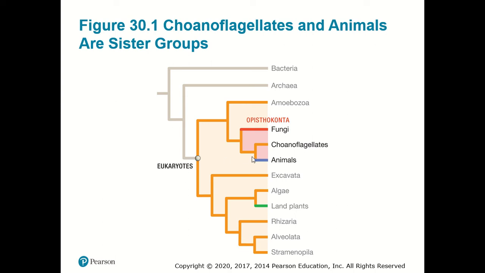If the line represented time, then from here to here would be about 900 million years. Recall that eukaryotes are about 2.7 billion years old. Earth is about 3.7 billion years old. So just to kind of put things into perspective.